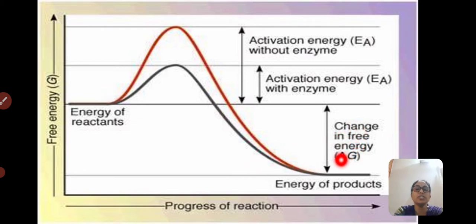So the change in free energy is quite interesting in case of enzymatic reactions. That is how the progress of reaction with respect to free energy requirement is drawn in this graph. This explains how exactly enzymatic reactions take place and how the enzyme is capable of accelerating the rate of the chemical reaction.